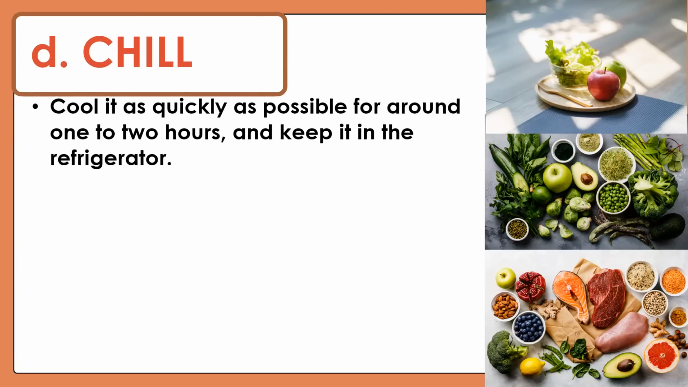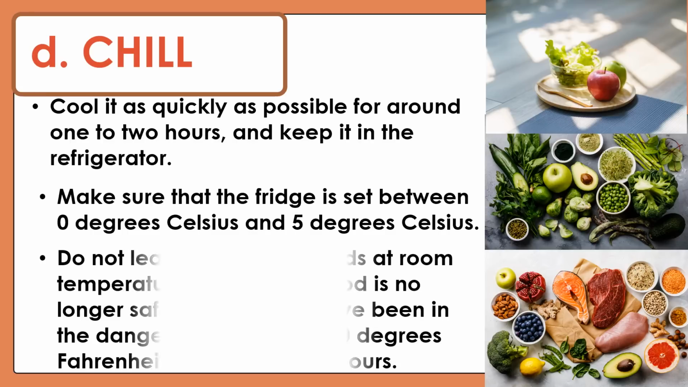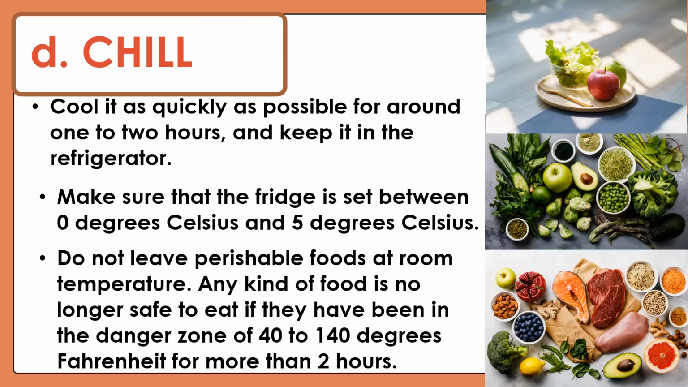D is chill. Cool it as quickly as possible for around 1 to 2 hours and keep it in the refrigerator. Make sure that the fridge is set between 0 degrees Celsius and 5 degrees Celsius. Do not leave perishable foods at room temperature. Any kind of food is no longer safe to eat if it has been in the danger zone of 40 to 140 degrees Fahrenheit for more than 2 hours.